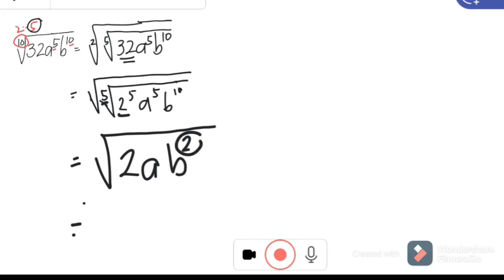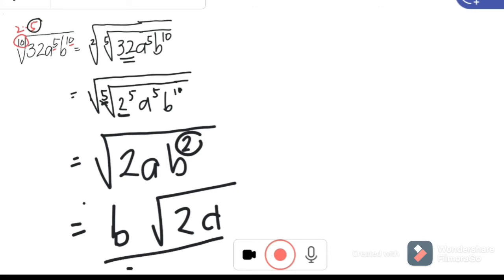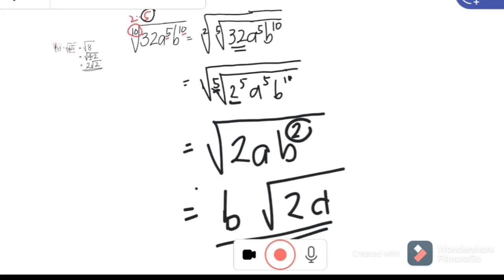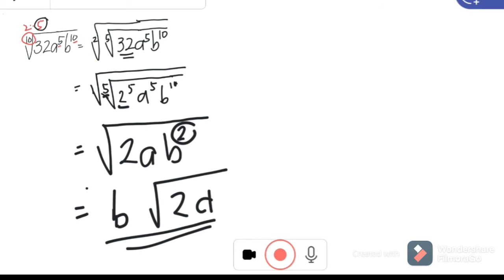So we can still simplify. b goes out. And now we have the square root of 2a inside. So this is now our final answer. This is by simplifying radicals by reducing order of radicals.